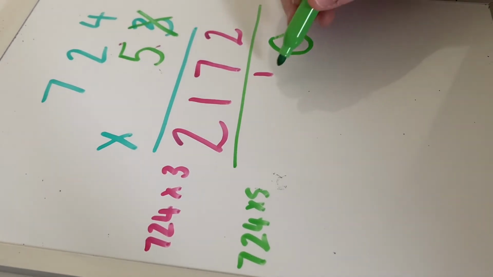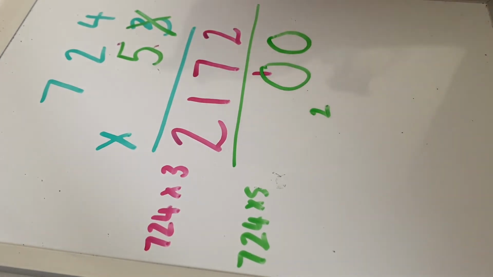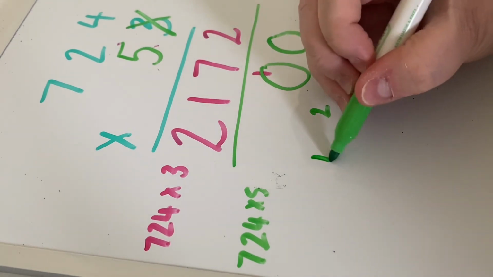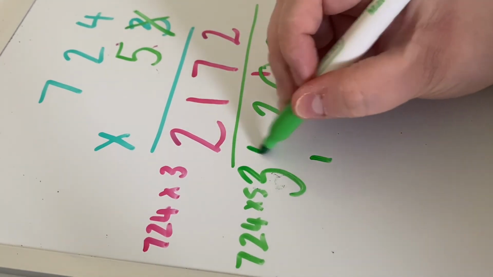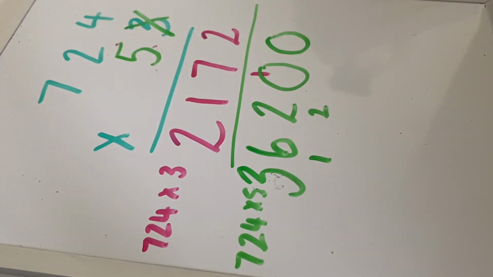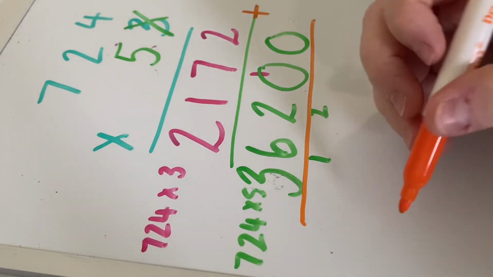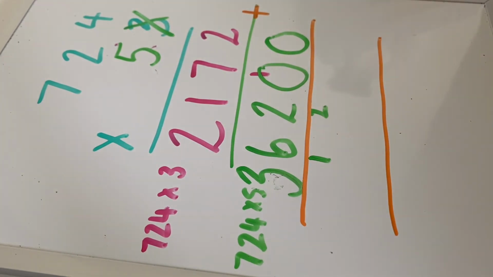5 times 4 is 20. 2 times 5 is 10, plus 2 is 12. Making sure our answers are nice and lined up because we know step 3 is coming. And 7 times 5 is 35 plus 1, which would be 36. And then on to step 3, getting ahead of myself there, where we are adding for our final answer.